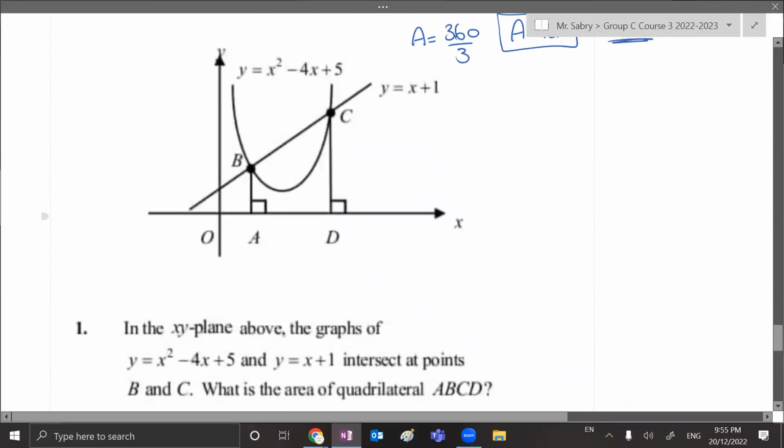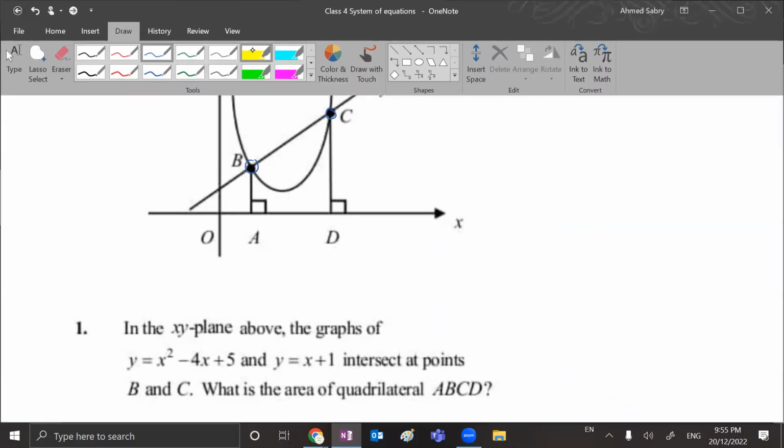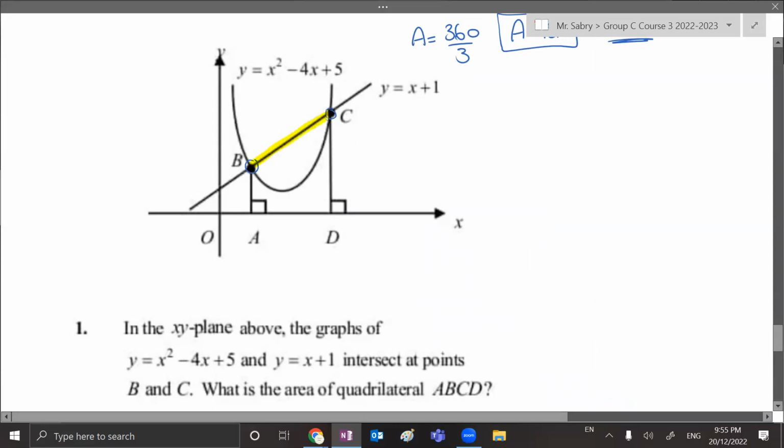Now you have here a system of equations where one of them is clearly a parabola and the other one is a line, and they do intersect twice in these 2 points, as we can see. You're given the equations for both, but you're asked to find the area of this quadrilateral. So this quadrilateral is this shape here. Let me remind you that this is an irregular shape, okay? So there are many ways to get the area of such a shape.